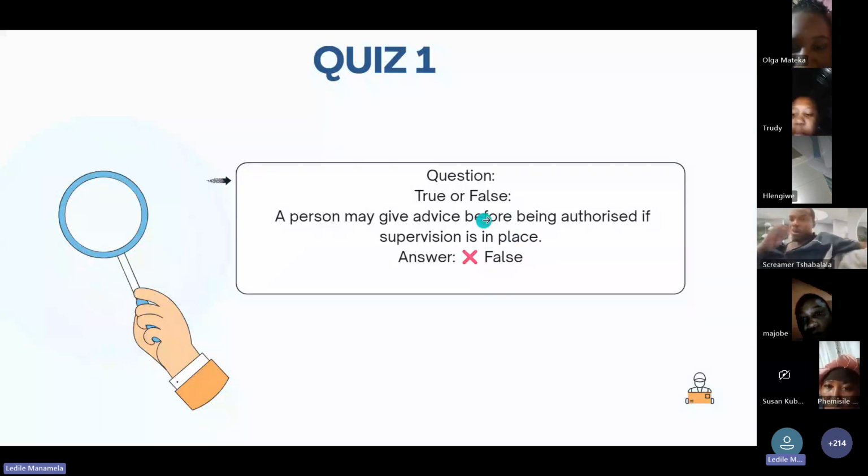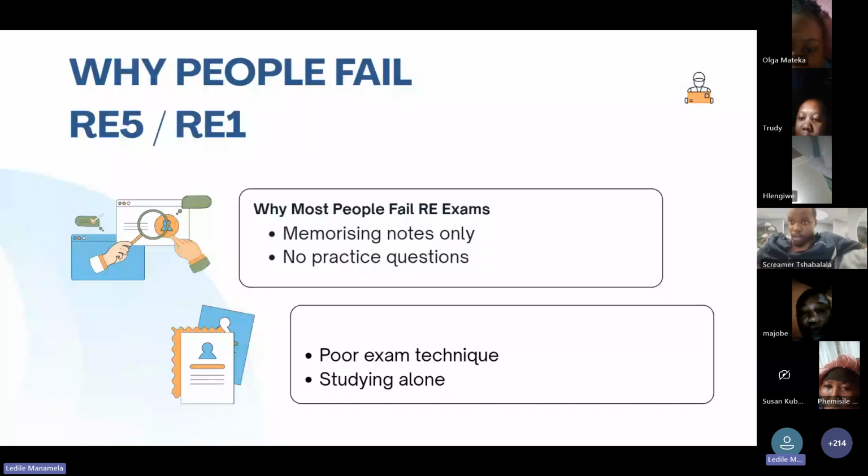So the reason why people fail these regulatory examinations is because they memorize the notes. Guys, with this, you can't memorize the notes even if you want to. It's a lot of content that needs understanding. Another thing, they don't practice or do mock exams, which would give them a taste of what to expect when they go to write the exam. Because remember, it's 50 questions. Then you must get 33 questions correct out of 50.